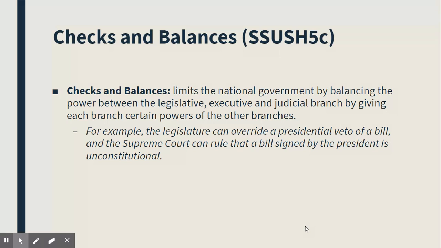So number 10, separation of powers just means that your government is split. You have the national and the state government, but they have their own rights. Checks and balances is going to mean that your national government is going to be limited by balancing the power between the legislative, executive, and judicial branches. Remember, like I said, they don't have the same powers. They all have different powers. That way, it keeps them from stepping on each other, but it also allows them to check in on each other and make sure that the other one is doing right.